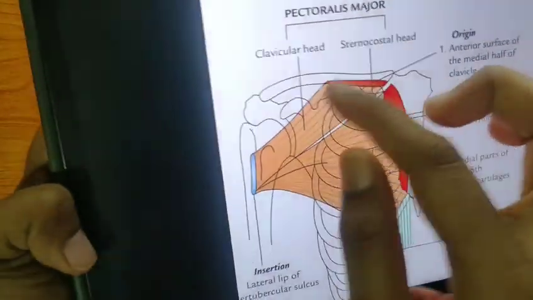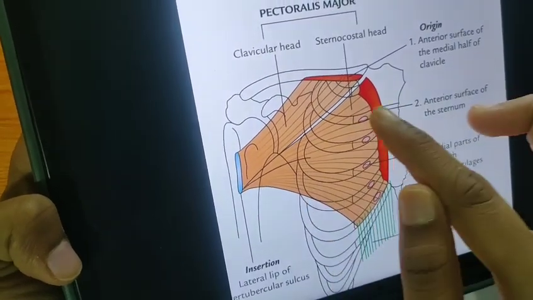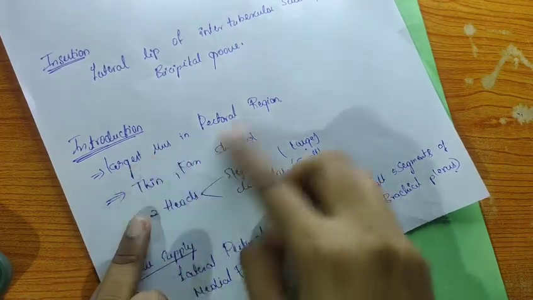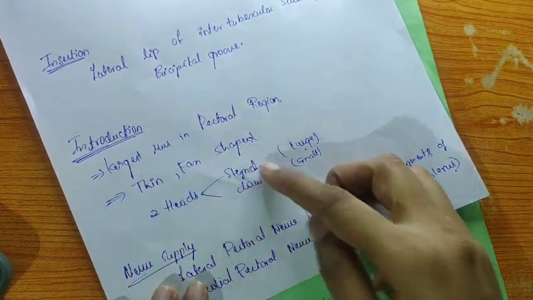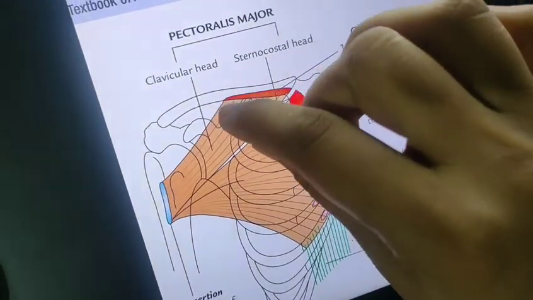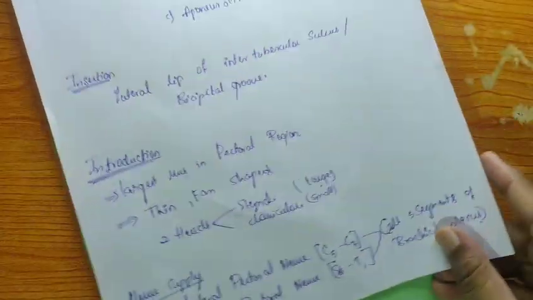It has two heads: a sternal head, which is the largest head, and a smallest clavicular head. As you can see, this is a fan-shaped, thin muscle, the largest muscle in the pectoral region. It has two heads, sternal head and clavicular head. The sternal head is the largest head and the clavicular head is the smallest head.